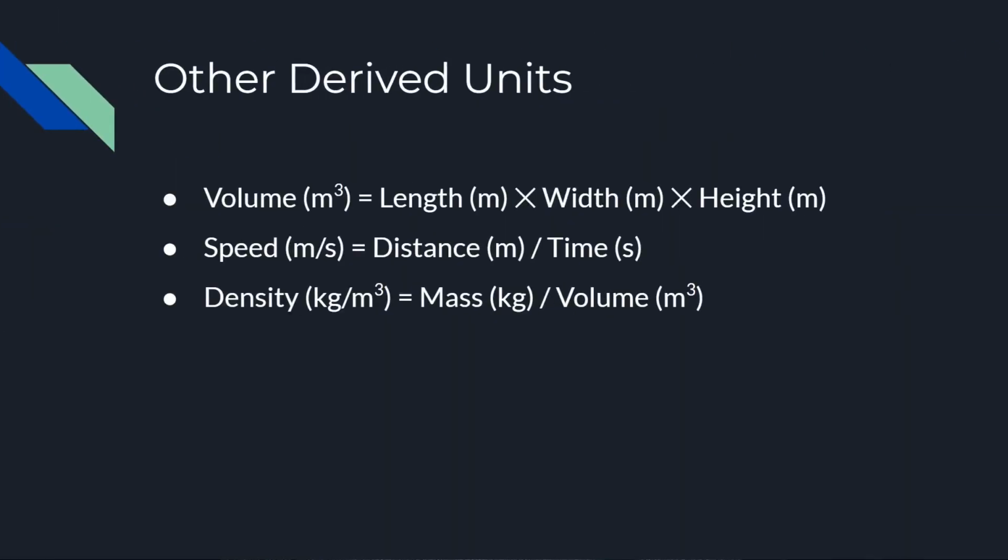Now, similar to how we use a formula and algebra to manipulate the units of the quantities to get the derived units, we can do the same with other quantities, such as volume, which is the product of 3 lengths: meter, meter, meter, meter cubed. Or speed, which is the distance measured in meters divided by the time in seconds. And we'll get the unit meters per second.